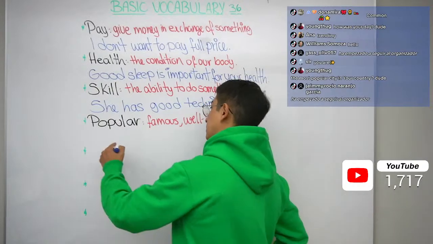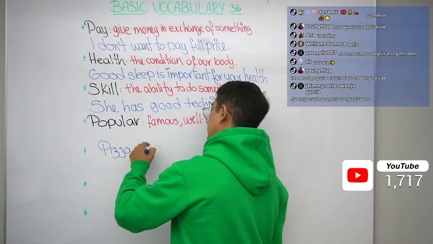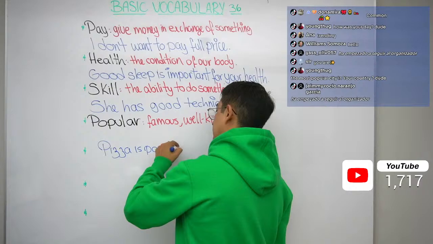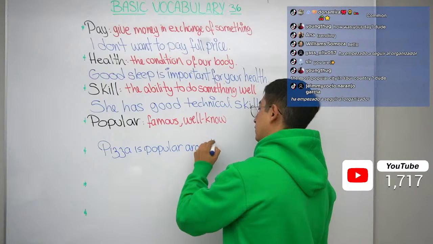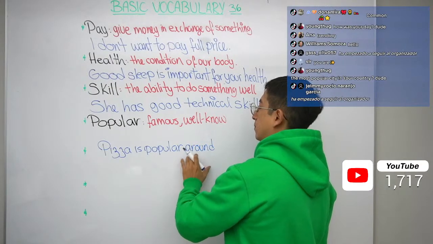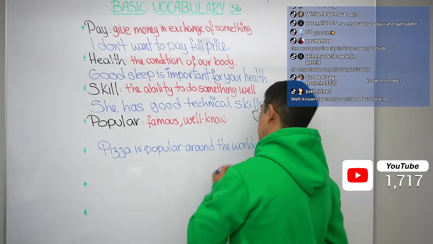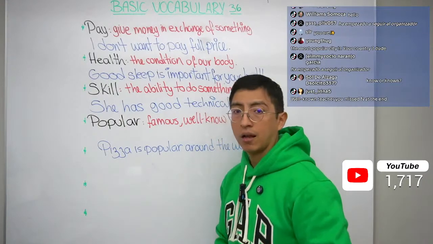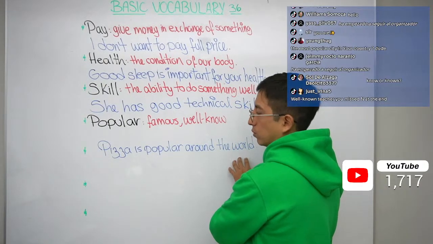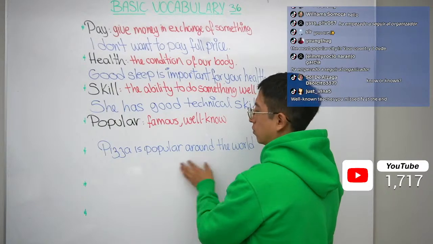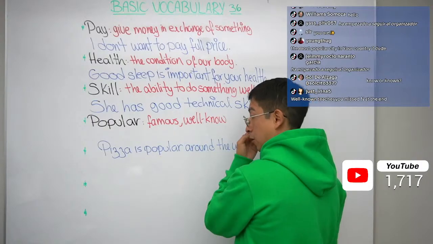Okay, let's start with some examples. Number 1, we can say pizza is popular around the world. Maybe you can say my brother is popular around the school. Or in school, at school, or around the school, or around the city. Yes, my father is popular around the city.